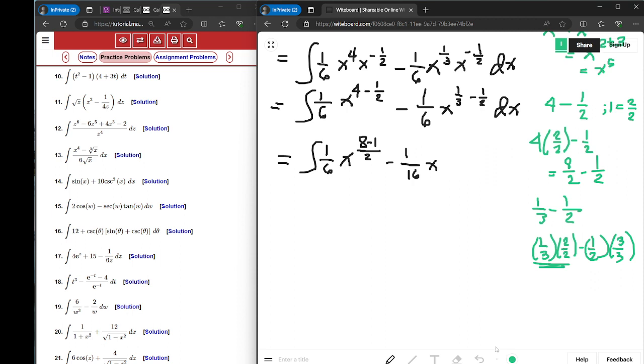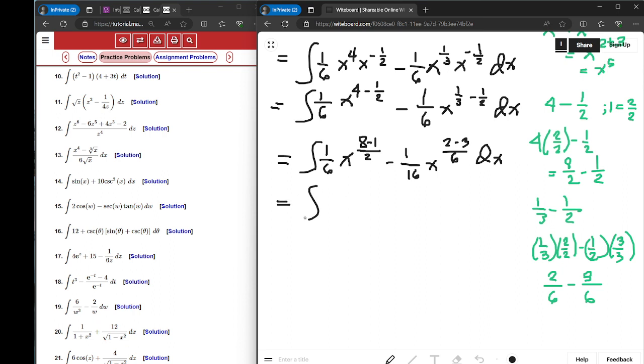What we need to do is to change their form without changing their values. So that will become 1 times 2 is 2, 3 times 2 is 6. Then we have 1 times 3 is 3, 2 times 3 is 6. Now, they have the same denominators, and that's the time that we can add them. So this will become 2 minus 3 over 6, dx.